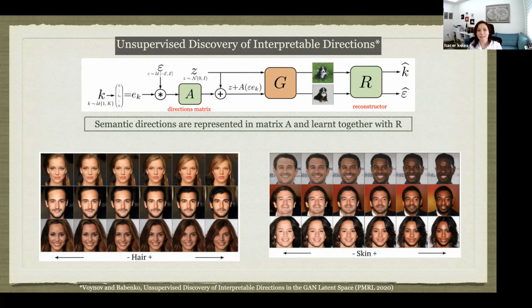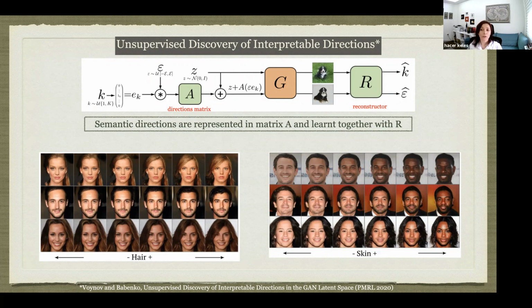The images are then sent to a reconstructor. The generated images are sent to a reconstructor unit, which is represented as R here, and it estimates the direction of the transformation, I mean, the index of the A matrix here, and the shift amount, epsilon, that is also added in this formula to generate the transformed image.